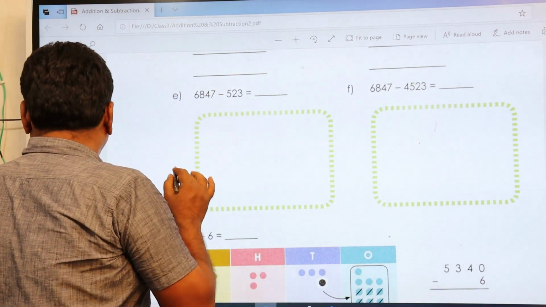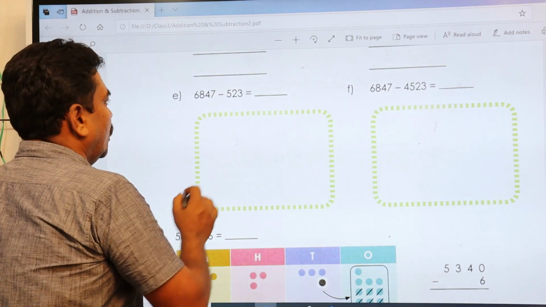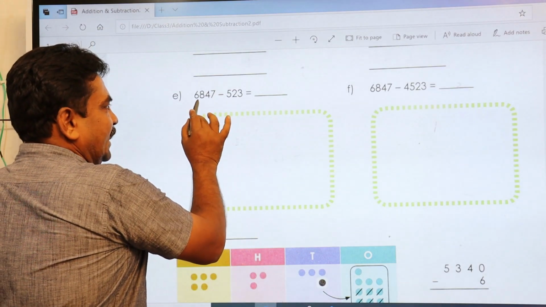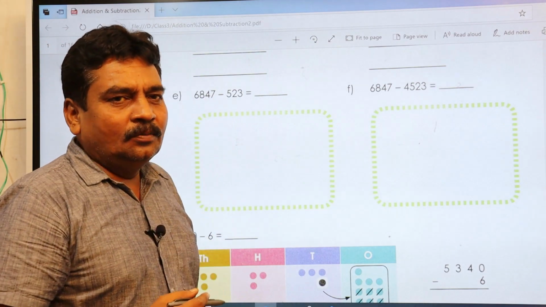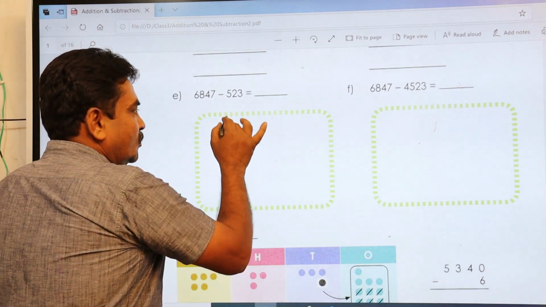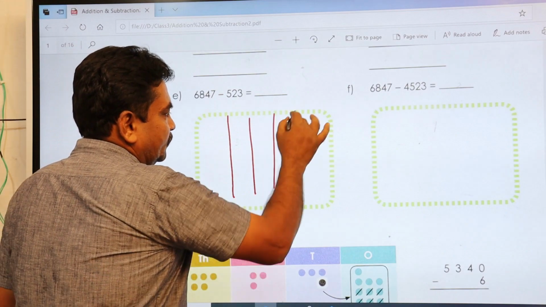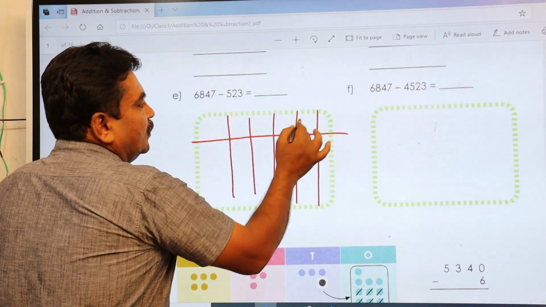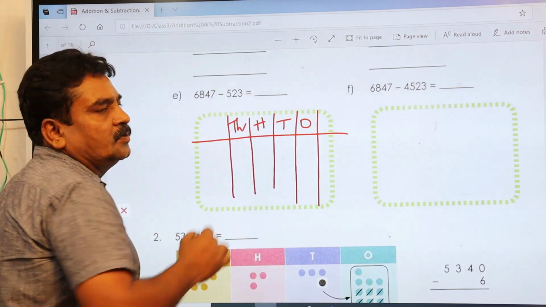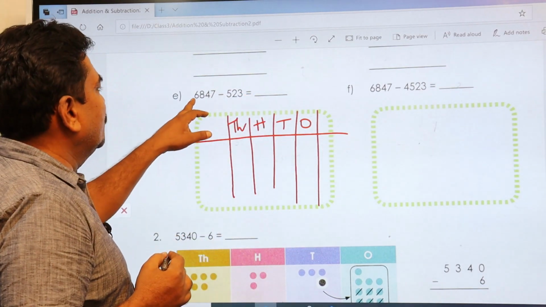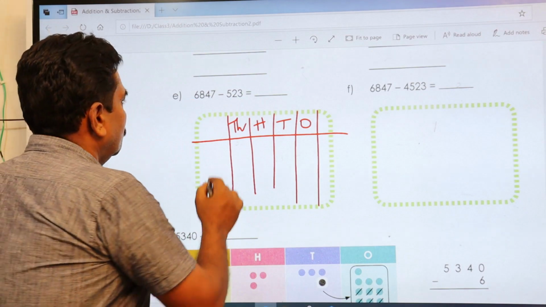This problem we are going to do now. This is 6847 minus 523. How are you going to do it? Very simple. First you draw a table. This is your ones, tens, hundreds and thousands. The first value is how much? 6000.